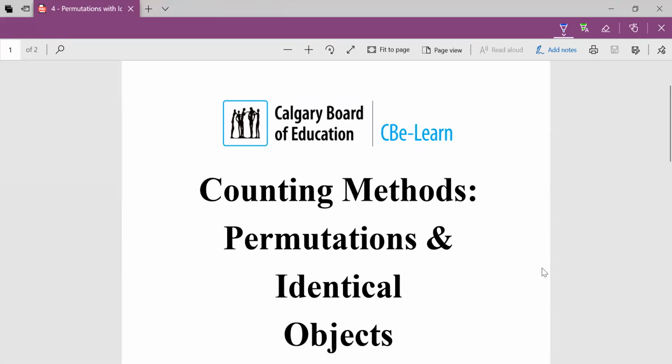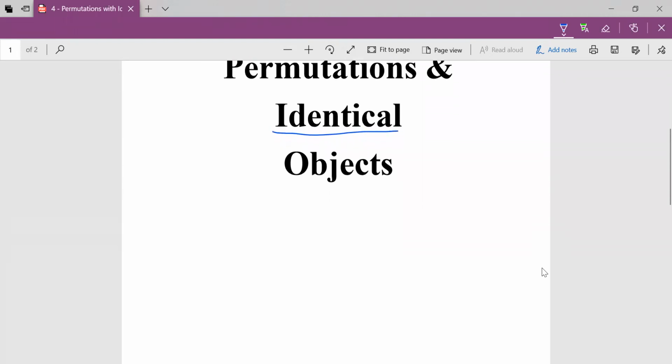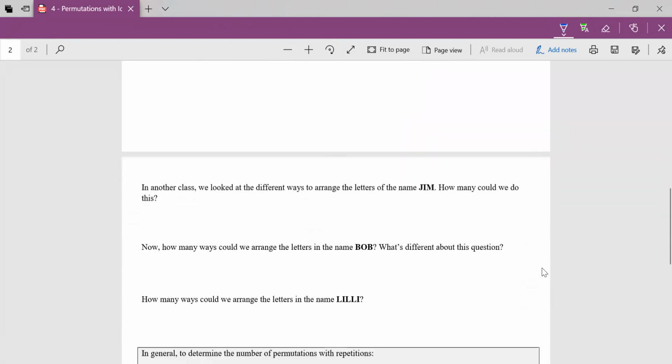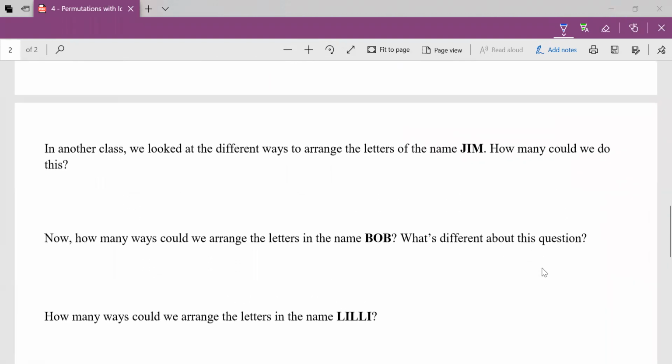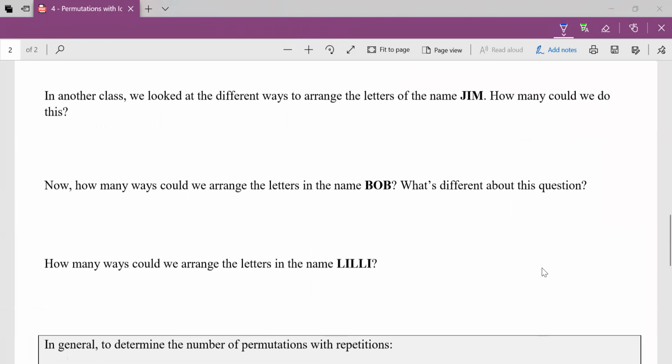Hey, athletes. In this lesson, we're going to look at permutations one more time, but this time with identical objects, meaning I cannot tell the difference between them. Let's see how this is going to affect what we've been doing the last couple of videos.